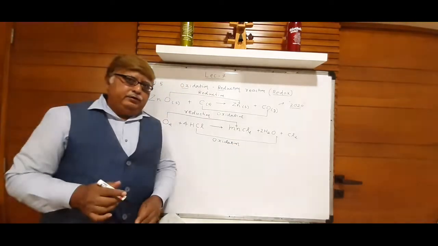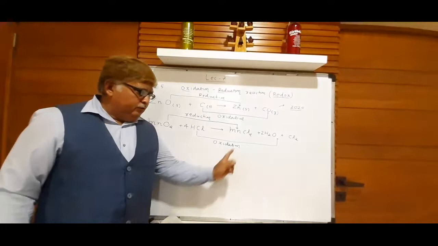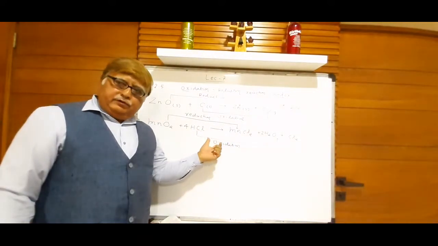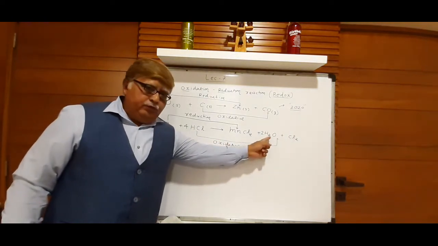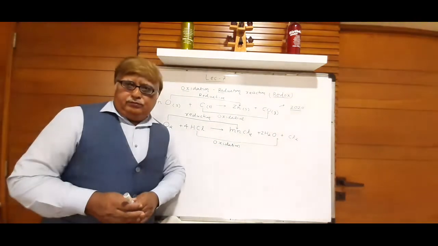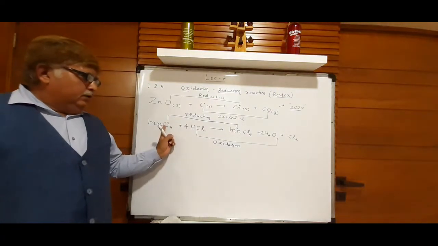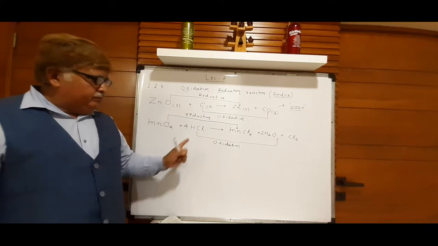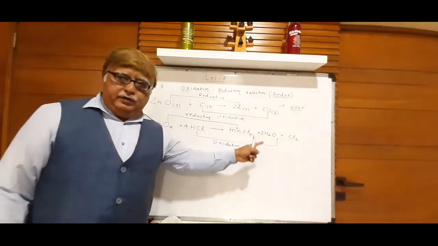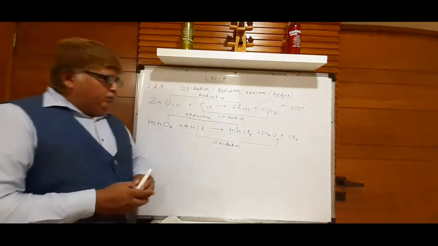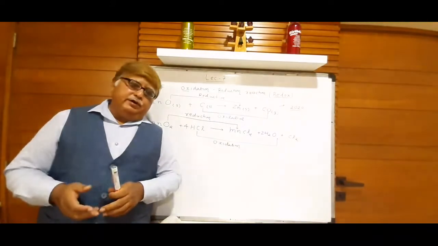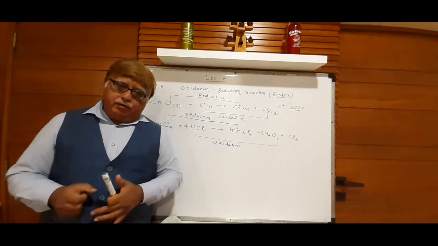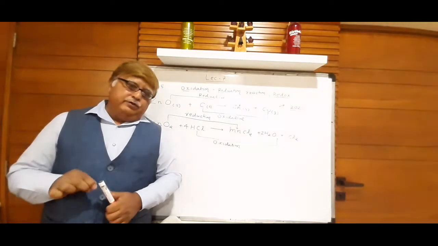So here hydrochloric acid is oxidized to form H2O and Cl2. So reduction of manganese oxide to MnCl2 and oxidation of HCl to H2O and Cl2, both the chemical reactions are taking place simultaneously, so we also can call it redox reaction.